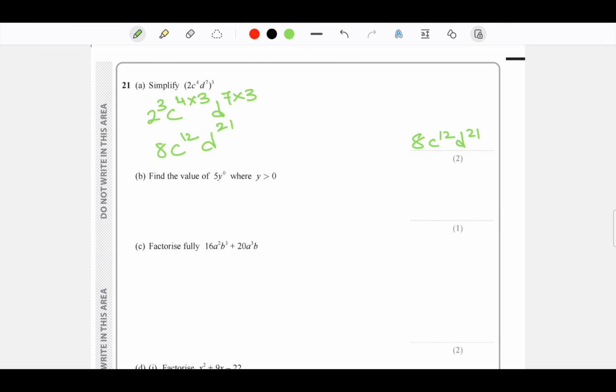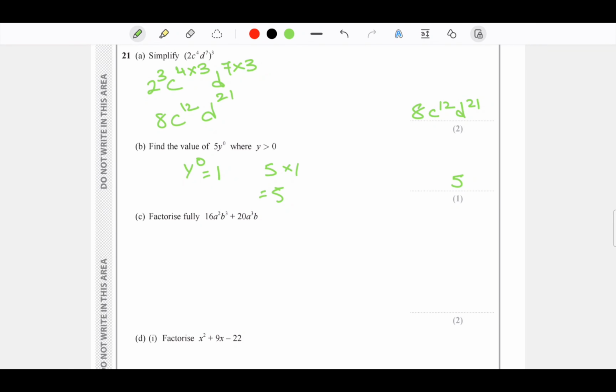21b, find the value of 5y to the power of 0 where y is more than 0. Right, so we know that y to the power of 0 equals 1. Therefore 5 times 1 equals 5.